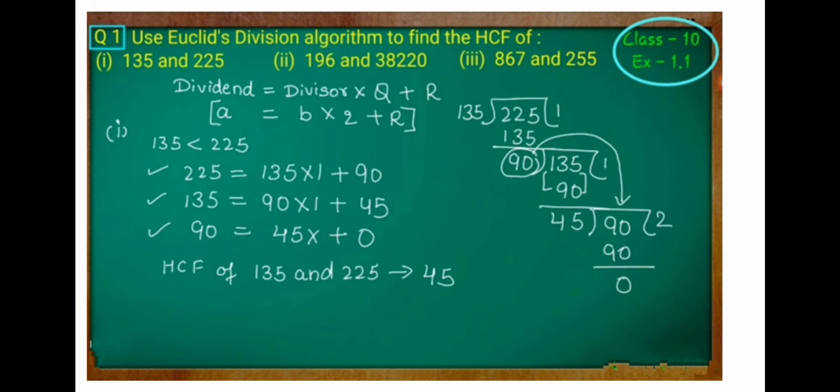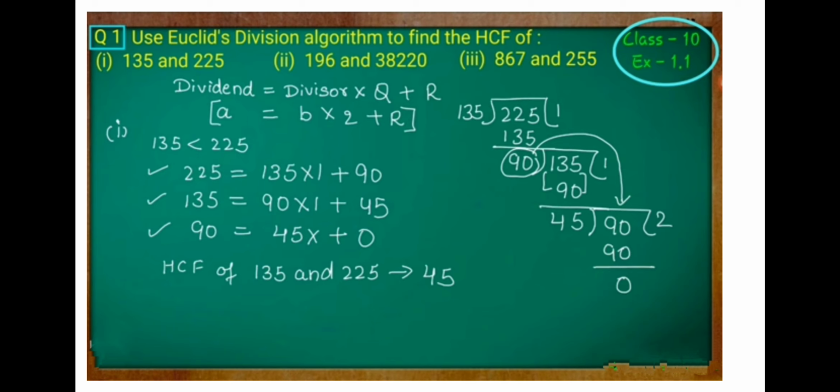First of all, we write the greater number at the place of a. So 225 is equal to, when we divide 225 by 135, the quotient will be 1 and the remainder is 90. So we will write 135 multiply 1 plus 90. Here students, I have given the rough work also. Now 135 will come at the place of a.